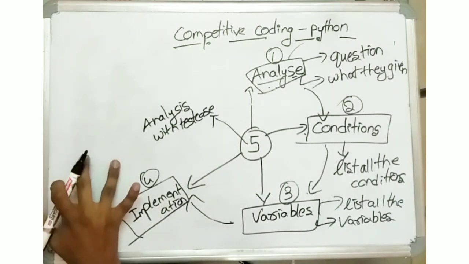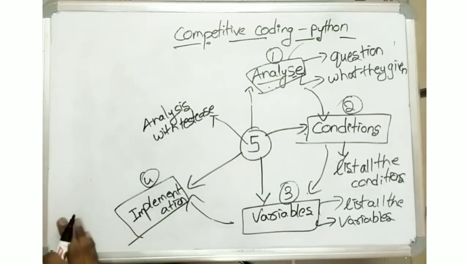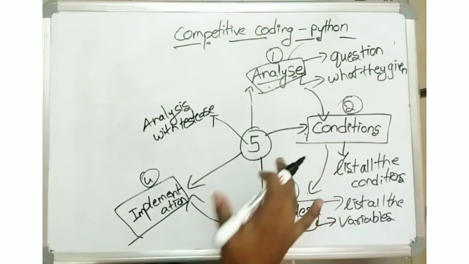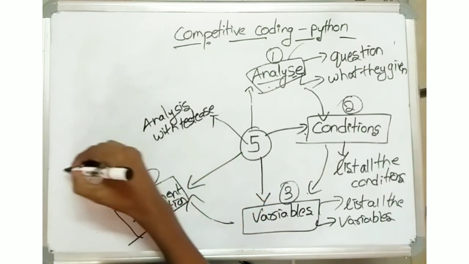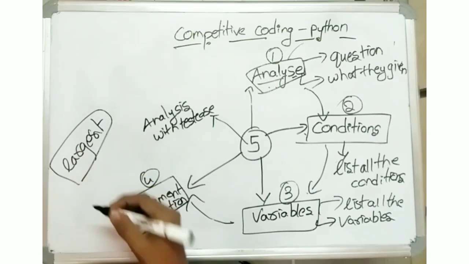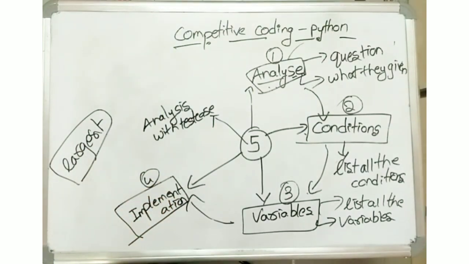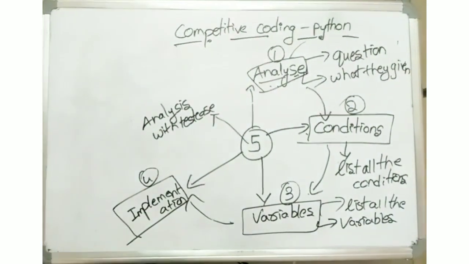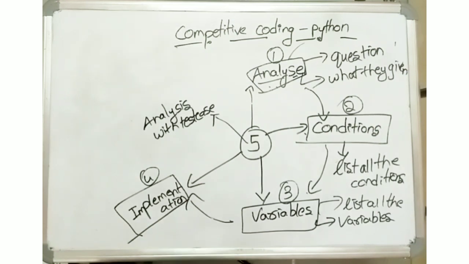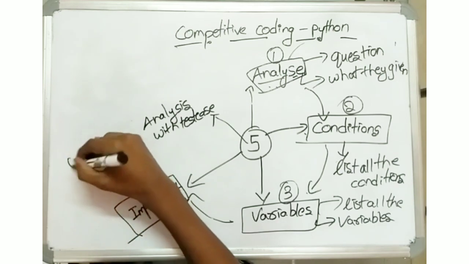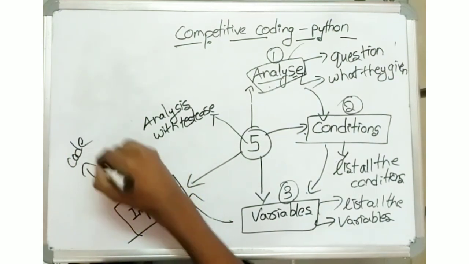Implement the code. The code may differ from one language to another language, but the algorithm is the same. If you find the largest number of 2 given numbers, we use the same strategy, that means we use the same algorithm in every language, but the syntax may differ. So we need to implement the code in whichever language we are most familiar with. From this we get the code.